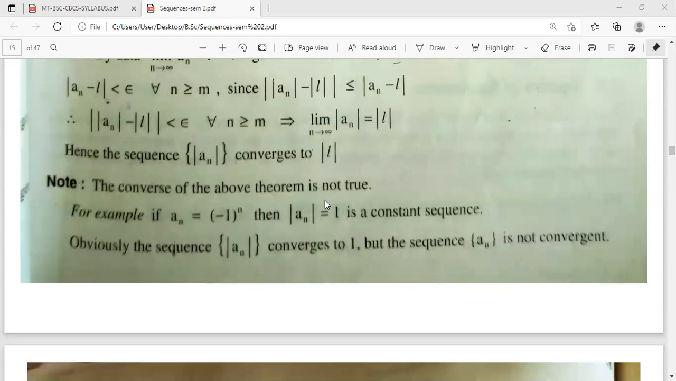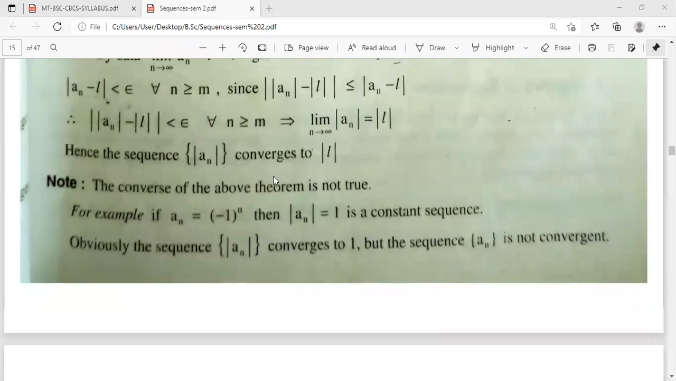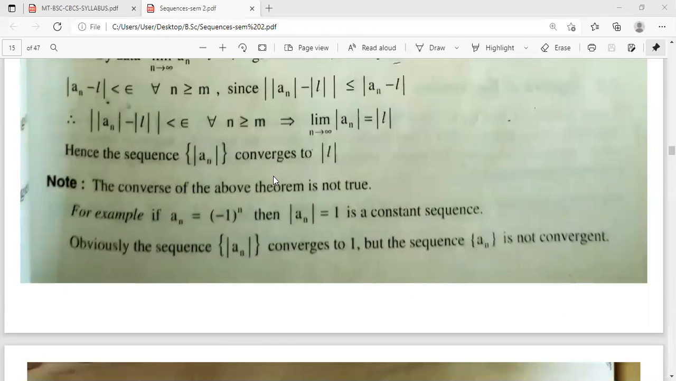The converse of the above theorem is not true. What is the converse here? If the limit of modulus of a_n equals modulus of L, then it need not be that the limit of a_n equals L. That is, it is not convergent. Take a_n equal to (-1)^(4n). The modulus of a_n equals 1, because a_n takes different values, +1, -1, +1, -1. If you take the modulus of each, you get 1, only one value. Therefore it is a constant sequence.